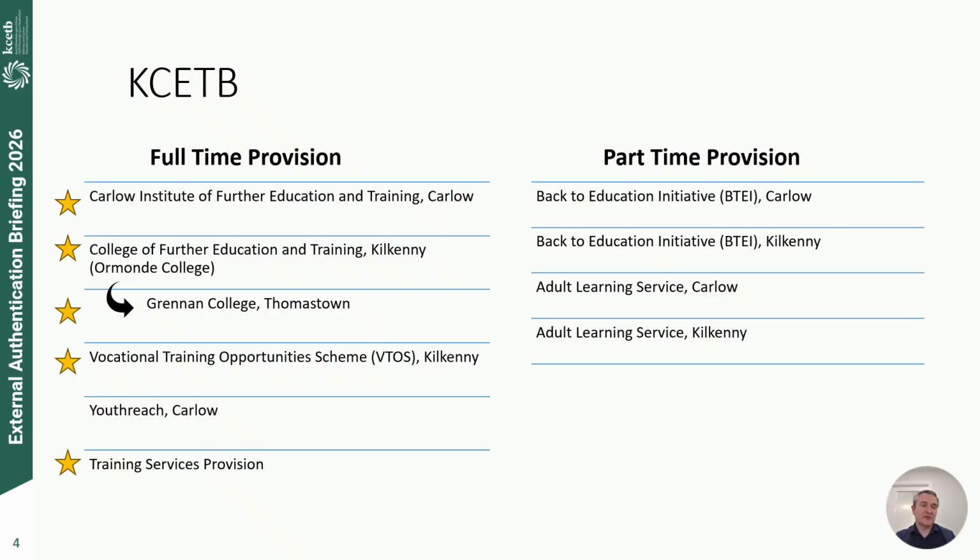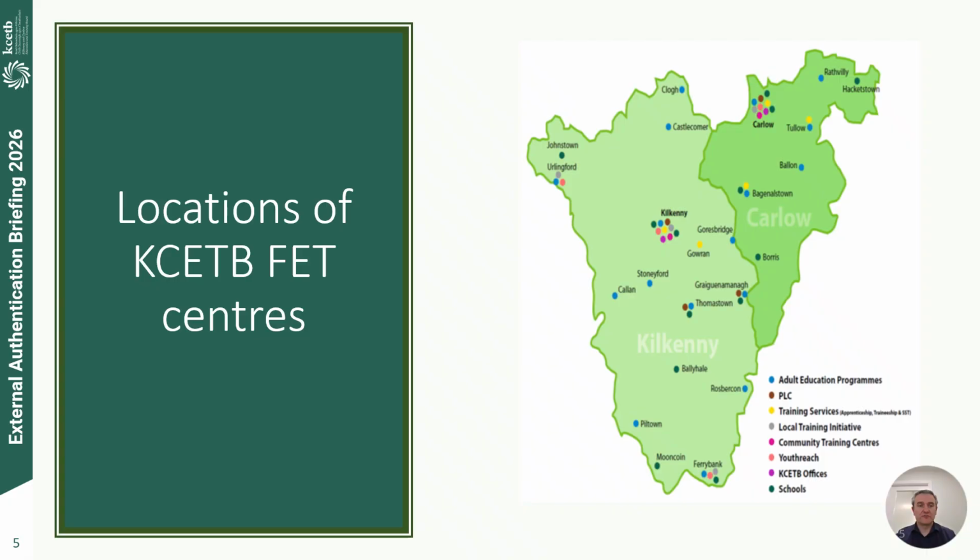The services with the stars just indicate that they're the ones that are going forward in this window for EA and are centres that you would be attending for EA in. Briefly, here's a map of the locations of the centres across KCTB, so you can see the breakdown of adult education, PLC and training services programs across both counties.